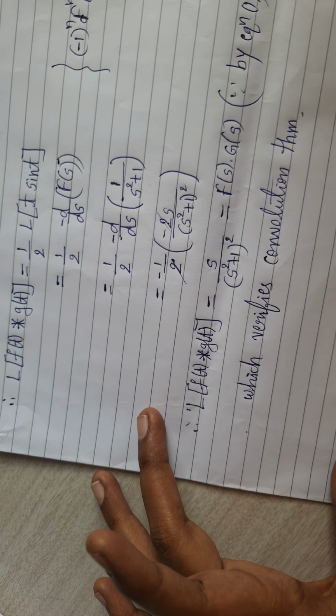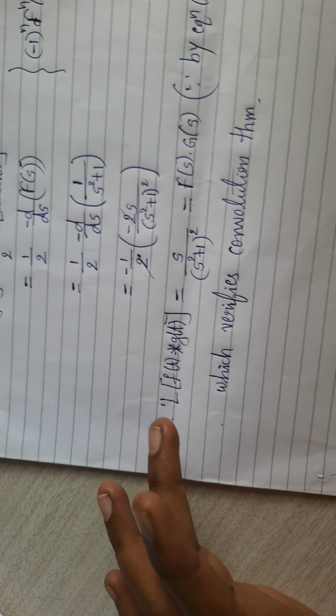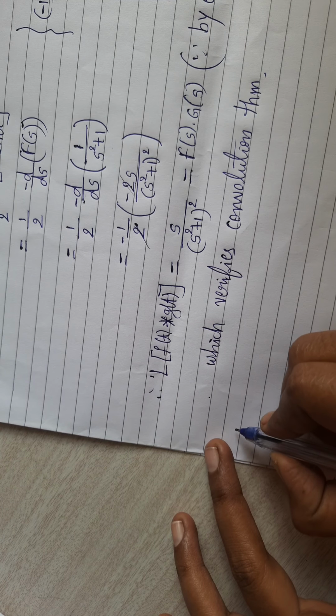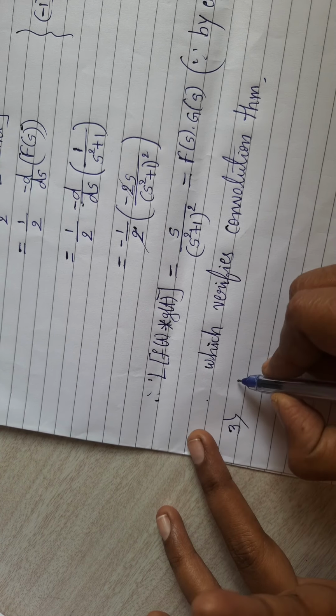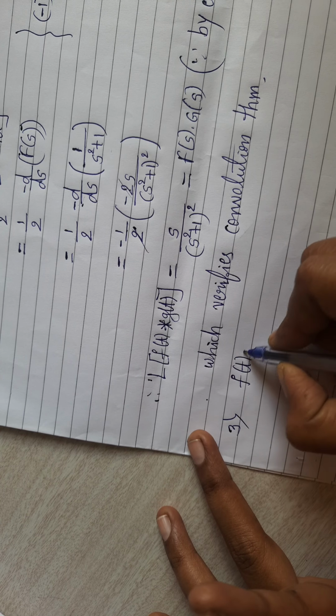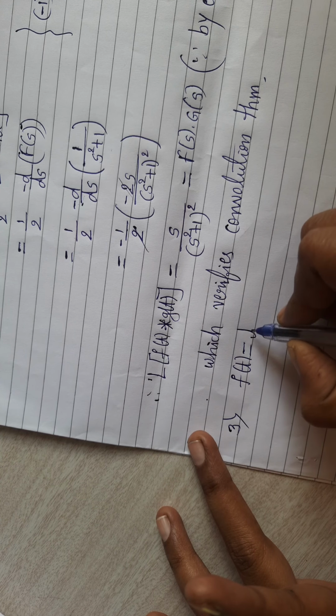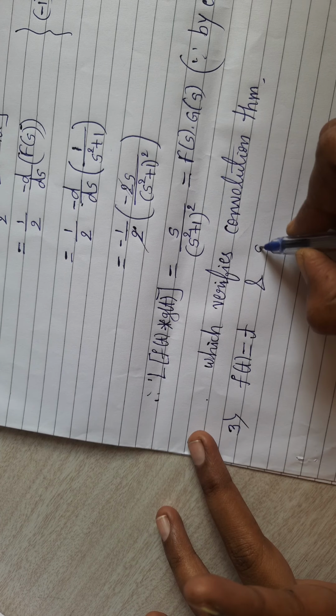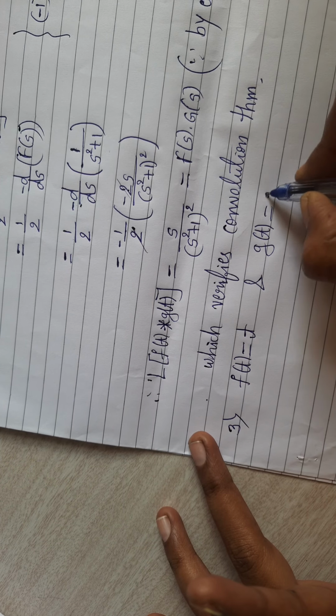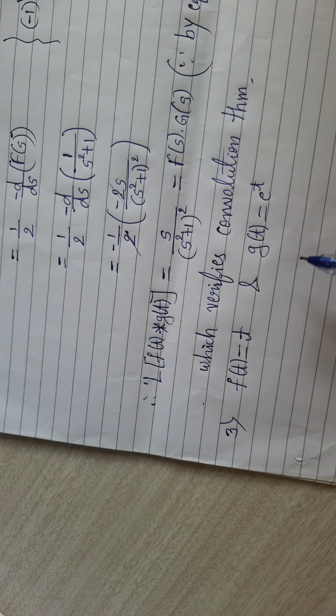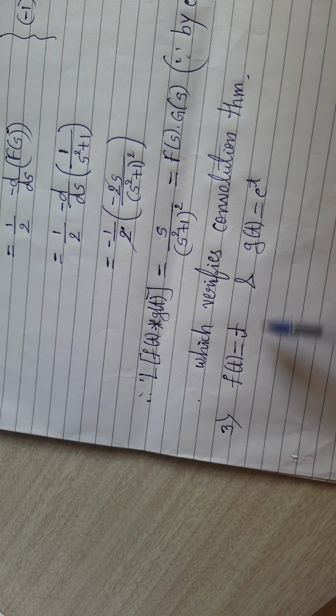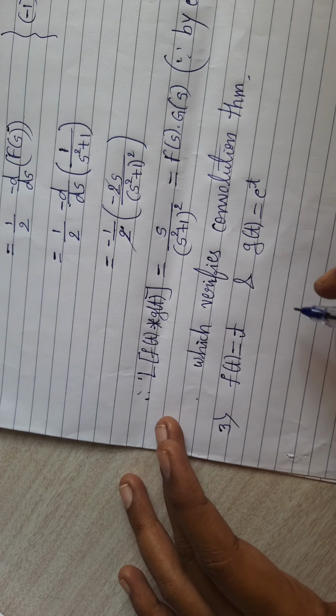I hope you are getting the procedure. So I'll take one more example, then I'll conclude. Third example, I'll take f of t as t and g of t as e to the power t. Again the question is the same: verify the convolution theorem.